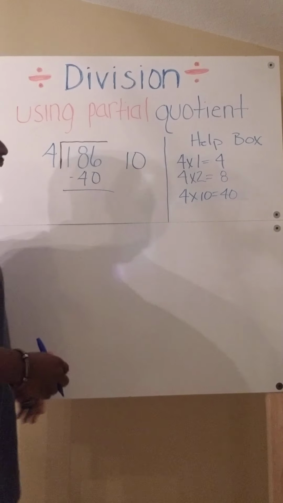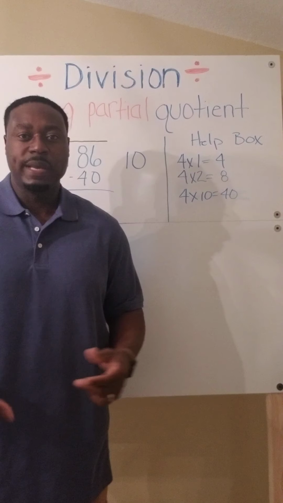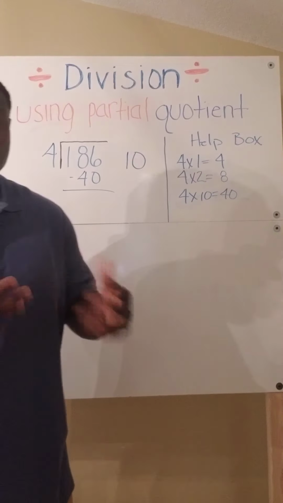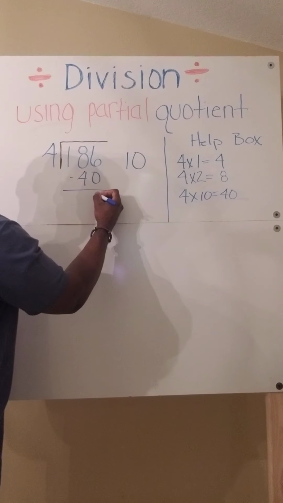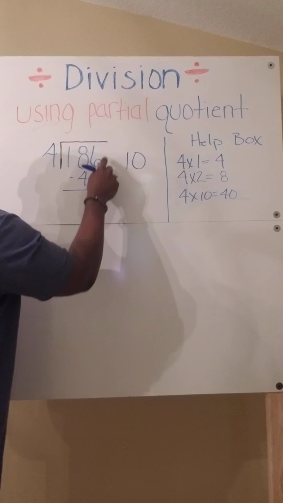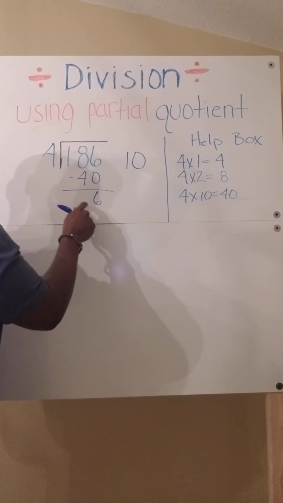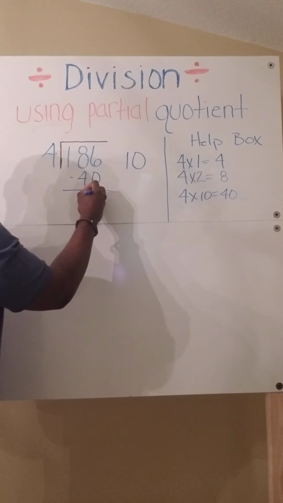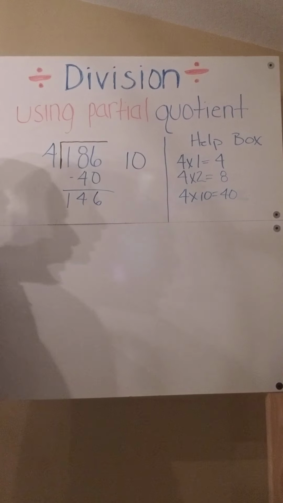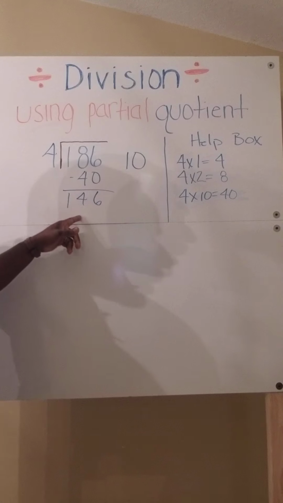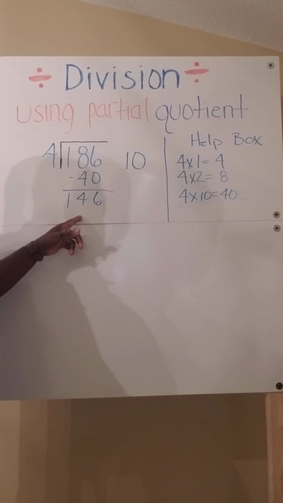We all know that division is just a faster way to subtract or to break a number down. So I'm going to subtract the 40 from 186. 0 from 6 is 6. 4 from 8 is 4. And I'm going to bring my 1 down. As you can see, we're making this number a lot smaller. We're actually subtracting from that number.